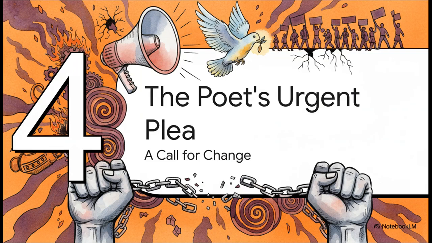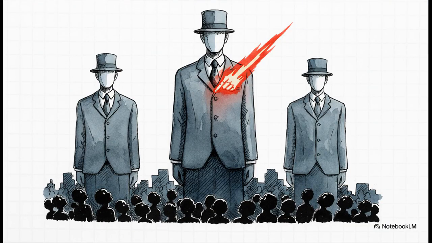Okay, so after all of that darkness, you might think there's no way out. But Spender doesn't leave us there. The final stanza is a massive pivot. He stops describing the problem and starts demanding a solution. It's an urgent, powerful call for a revolution. Yeah, he stops talking about the problem and starts talking to the people who can fix it.